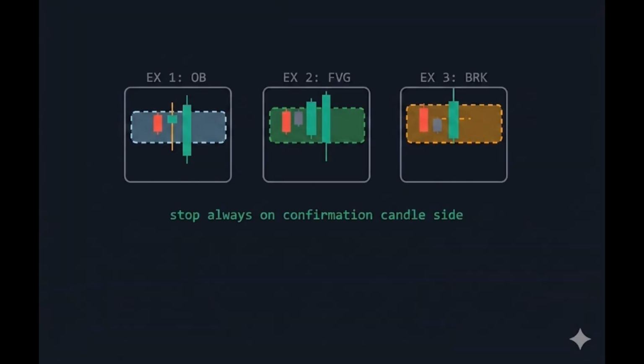Live chart example, 3 setups. I'm going to walk you through 3 real chart moments. 1 pin bar at an OB, 1 engulfing at an FVG, 1 inside bar at a breaker. For each one, I'll identify the zone first, then show the confirmation forming, then show the entry and stop placement. Watch how the stop is always placed on the other side of the confirmation candle, not the zone. That is what keeps losses small when a zone fails.